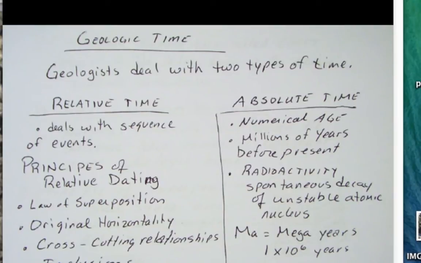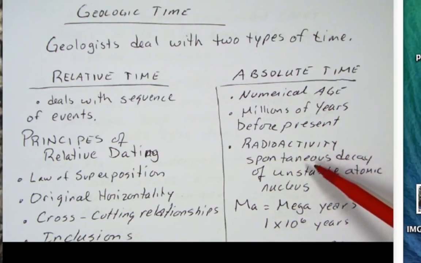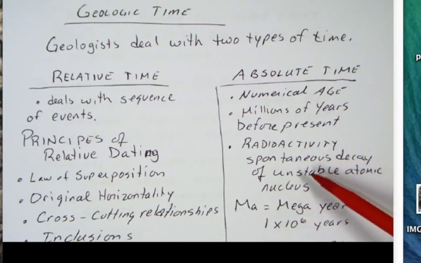The other way we think of time is this absolute time. And absolute time is really the age of rocks or rock formations in terms of millions of years before present. So millions of years before present. And we sometimes call it the numerical age because here we do add a number. And so obviously to get the ages, we need the atomic clock, and that atomic clock is radioactivity. So recall that radioactivity is a spontaneous decay of an unstable atomic nucleus, and it'll always produce a daughter product, we call it, that'll have a different atomic number or number of protons.